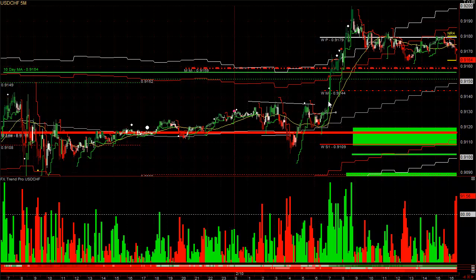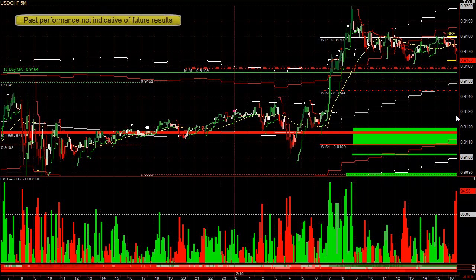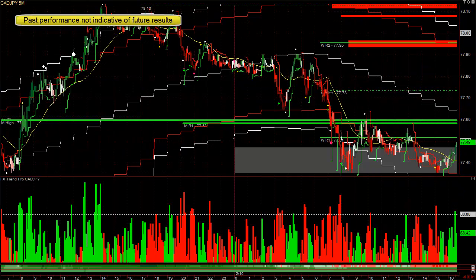This is a very explosive 60, 65 pip move up. Or if you bought down here at 30, it went up 70 pips. This is a very common pattern.